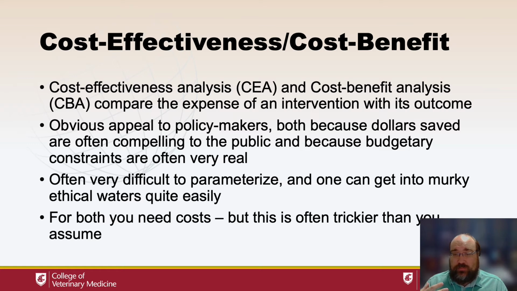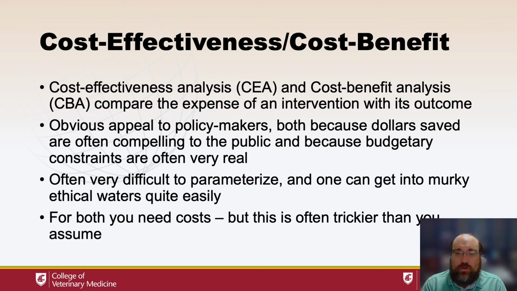This is true if you're talking about things like hospital-acquired infections, where hospitals are trying to save money. And the question is, will this save us money in the long term? Or if it does cost us money, how much money does it cost? These are often very difficult to parameterize, and you can often get into fairly murky ethical waters when you think about things like, you shouldn't, for example, run the cost effectiveness or cost benefit analysis of something like, is it not worth doing this for a certain group of people based on protected classes and things like that. For both of these things, you need cost, but this is often trickier than you assume.